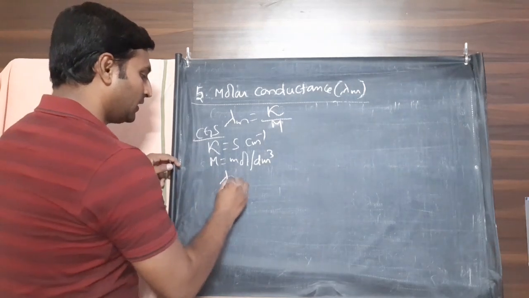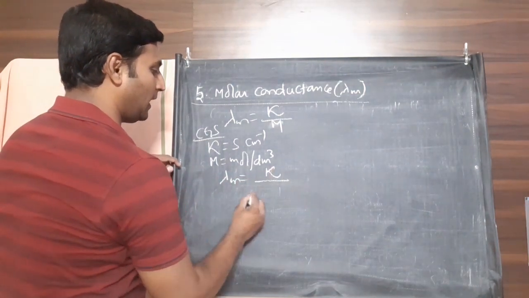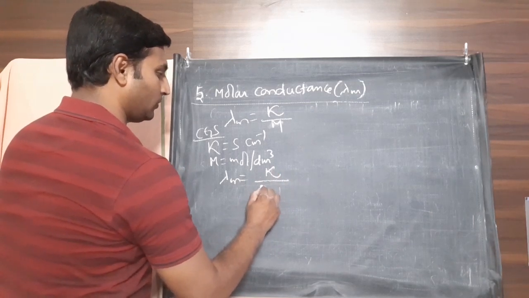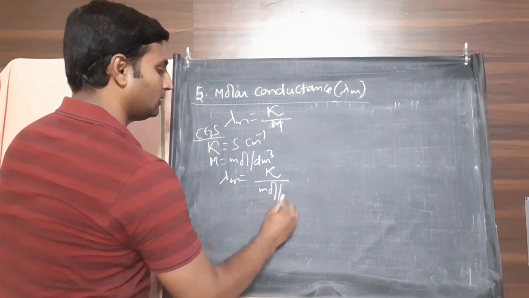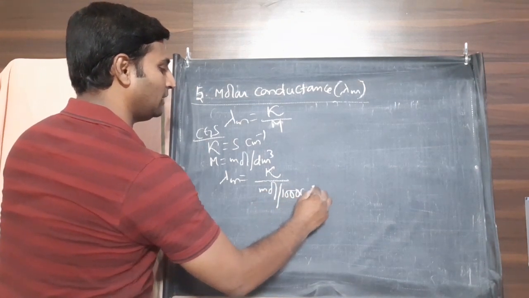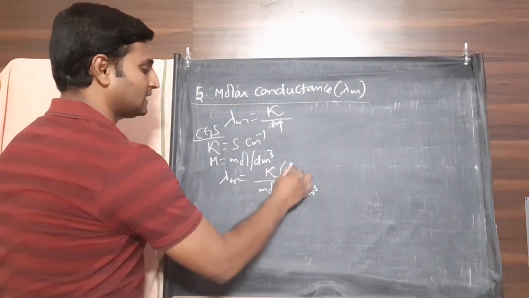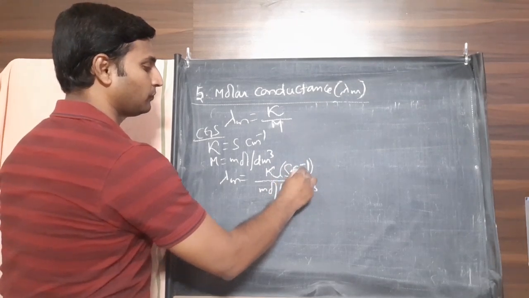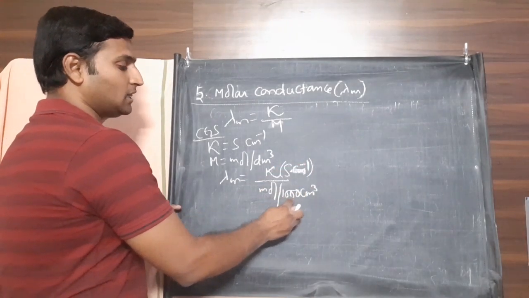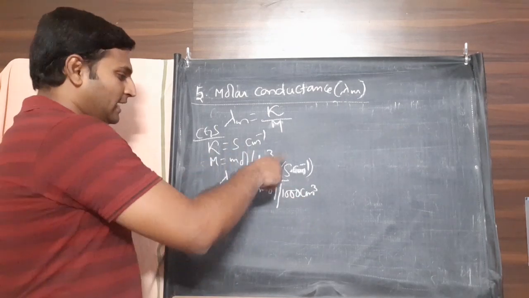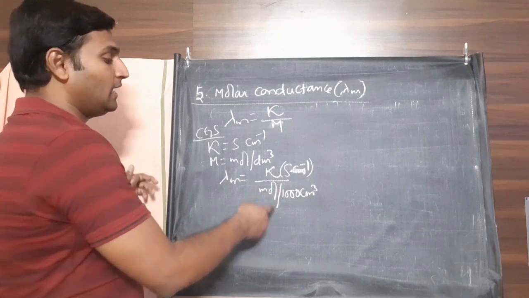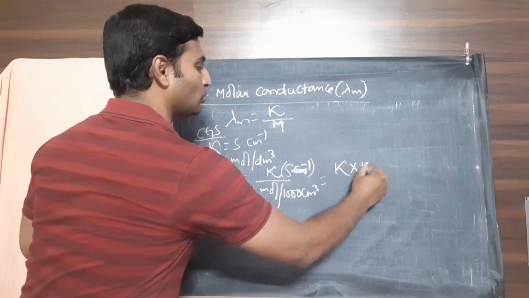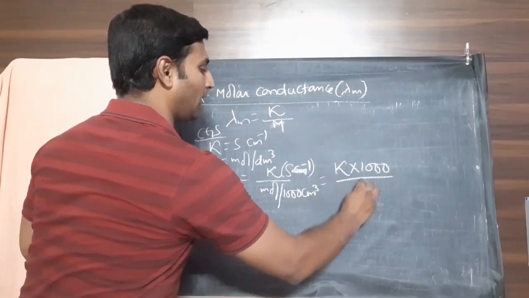So let me write lambda m is equal to kappa by molarity in moles per 1000 centimeter cube I am writing. Kappa is already in Siemens centimeter inverse. Now I am taking mole per 1000 centimeter cube. Now units will become simpler to cancel. 1000 is in the denominator of the denominator, so it goes to the numerator. So kappa into 1000 by molarity.